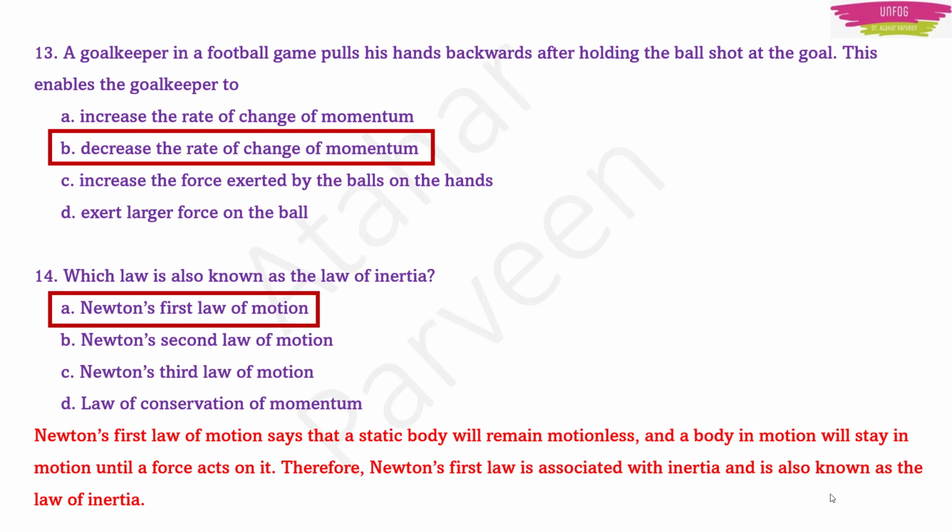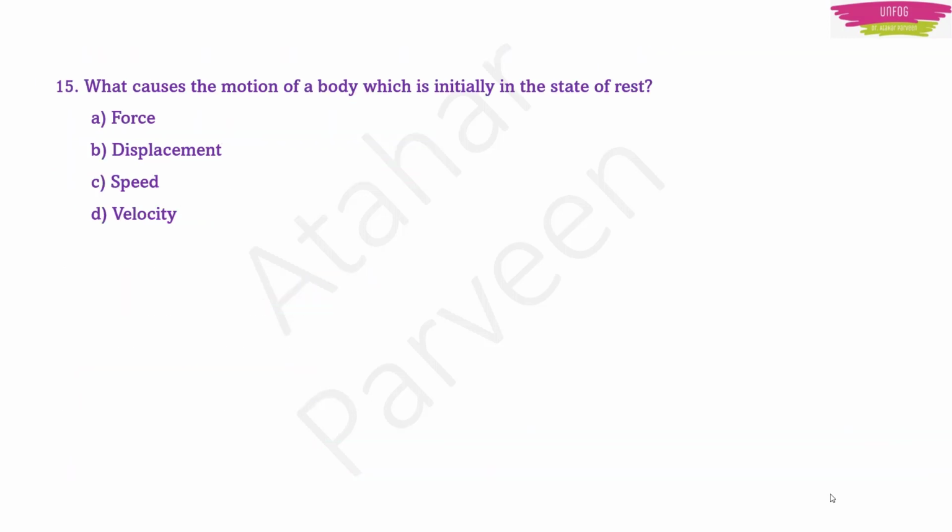Next question. What causes the motion of a body which is initially in the state of rest? Of course, either it is in a state of rest or of uniform motion. If the body is initially at rest and it is changing its position, it means some force has been applied on it, right? So, option A, force, should be the right answer.